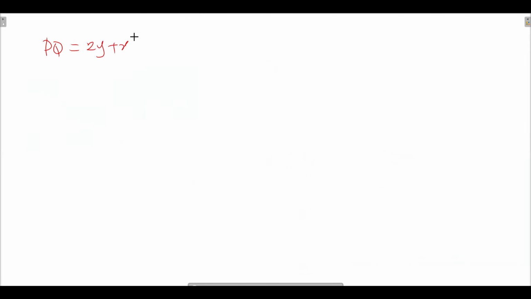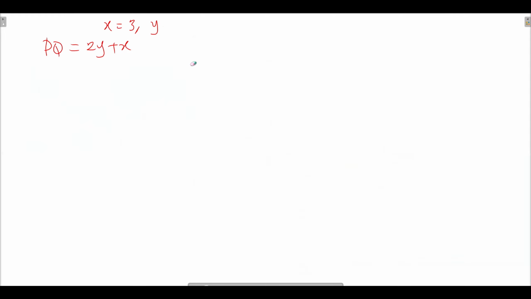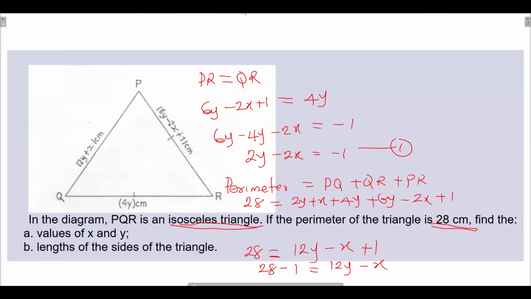PQ is 2y plus x, and don't forget x equals 3, y equals 5 over 2, which is the same thing as 2.5. I mean, PQ equals 2y plus x.